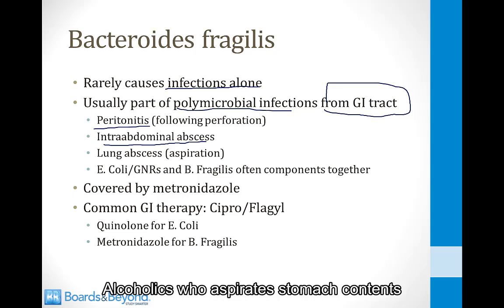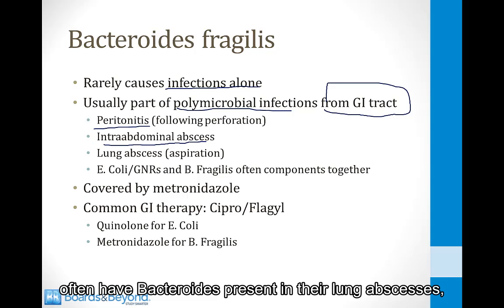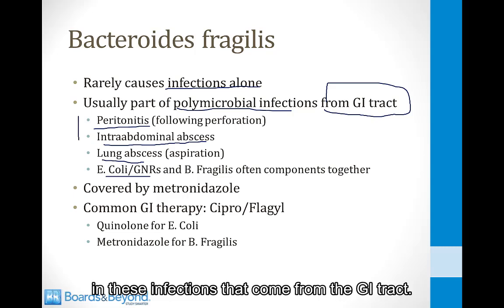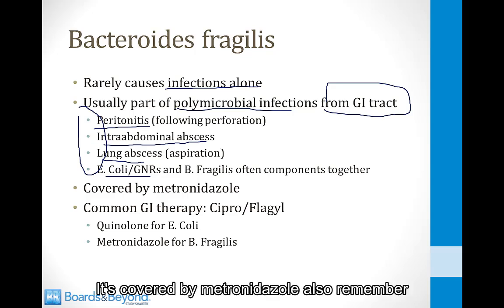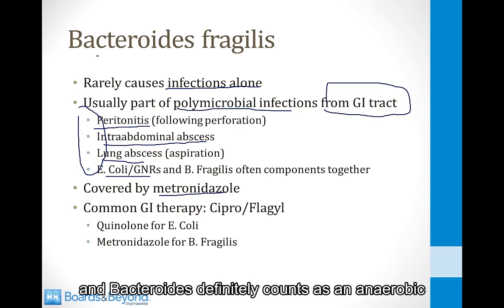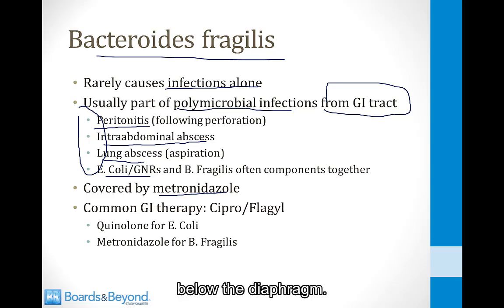Alcoholics who aspirate stomach contents often have Bacteroides present in their lung abscesses. And E. coli and gram-negative rods are often present together in these infections that come from the GI tract. It's covered by metronidazole, so remember that metronidazole is the antibiotic of choice for anaerobes below the diaphragm, and Bacteroides definitely counts as an anaerobe below the diaphragm.